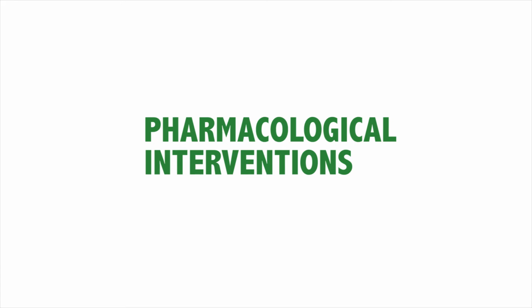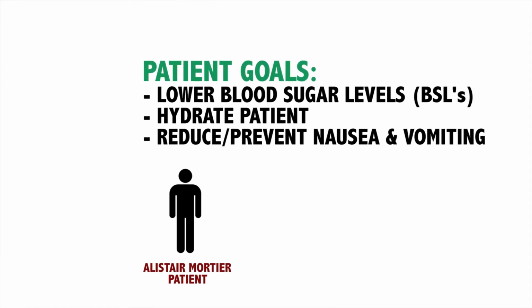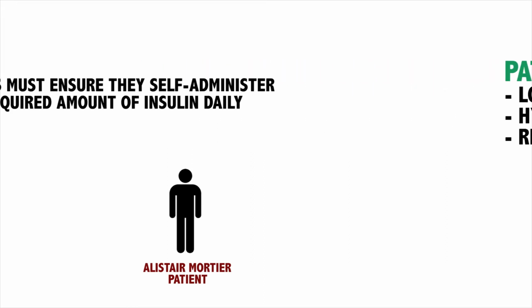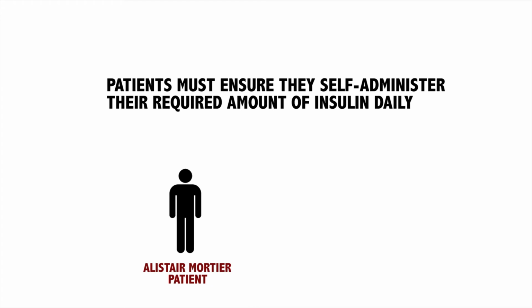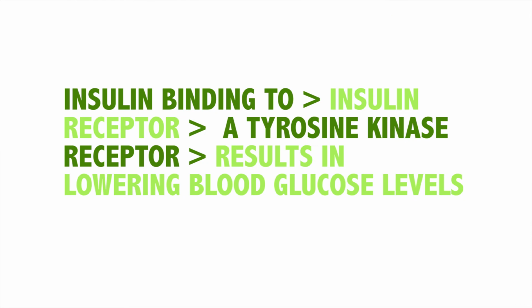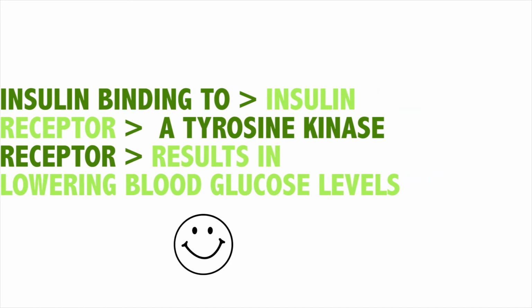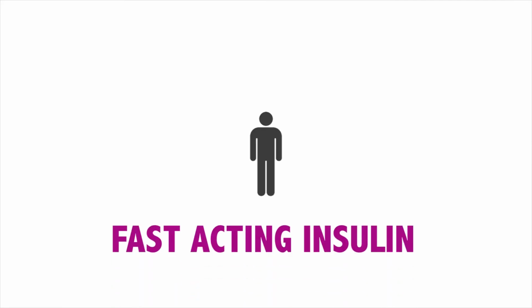While providing care to our patient who will be using pharmacological interventions, we will be focusing on lowering blood sugar level, keeping our patient hydrated and preventing nausea and vomiting. Patients with type 1 diabetes must take insulin to prevent ketoacidosis and stay alive, since the pancreas is no longer able to produce insulin. The binding of insulin to the insulin receptor, a tyrosine kinase receptor, results in a variety of actions, including lowering blood glucose levels. In the case of Alistair, we will be more focusing on fast-acting insulin.